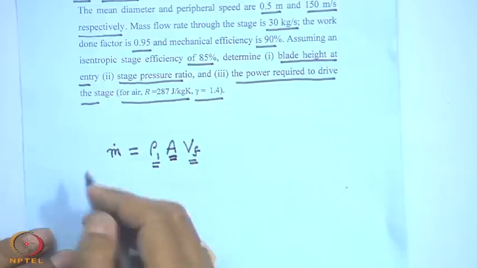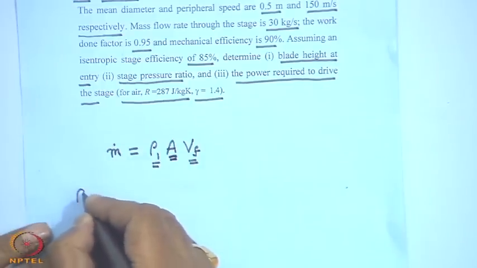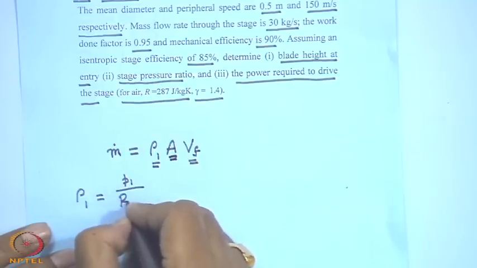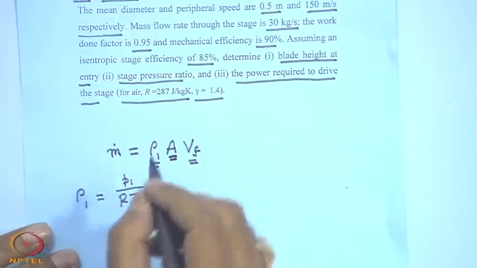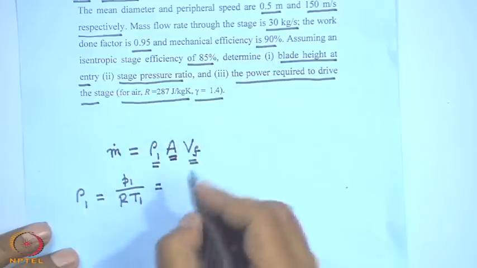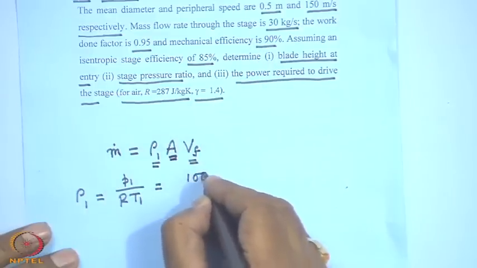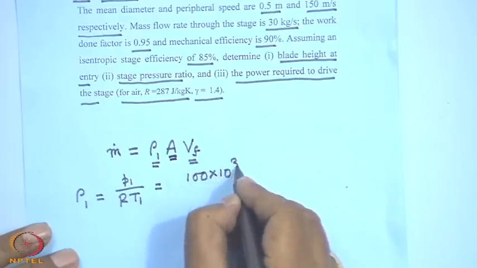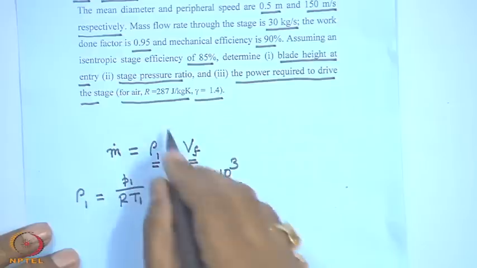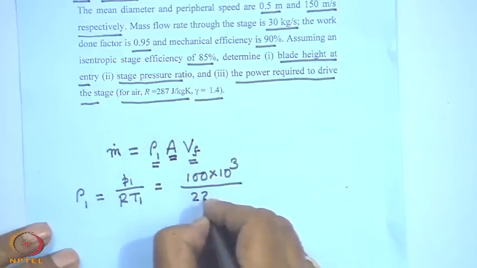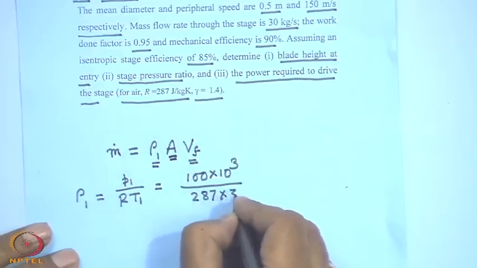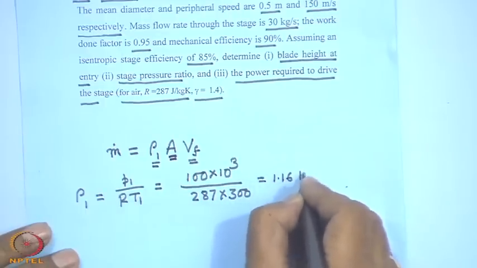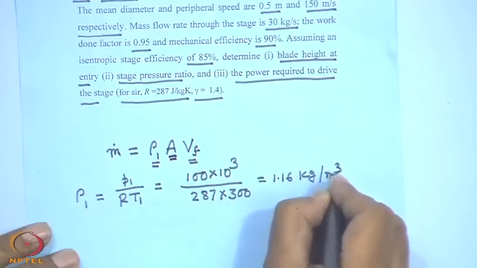Now let us find out rho 1. So rho 1 at the inlet can be found out from the equation of state as P1 by RT1. Well, so P1 is what? P1 is given as 100 kilonewton per meter square. So therefore 100 into 10 to the power 3 newton per meter square, and if you write the value of R 287 and T is 300, we get the value of rho 1, and rho 1 comes out to be 1.16 kg per meter cube. All right, we get rho 1.